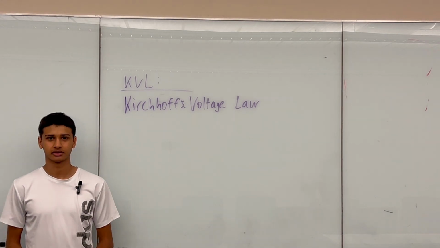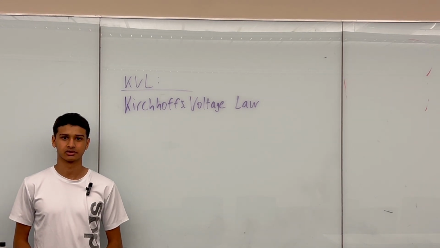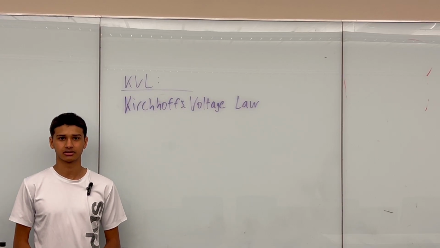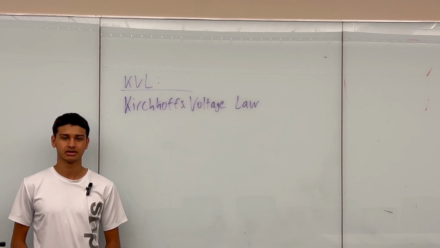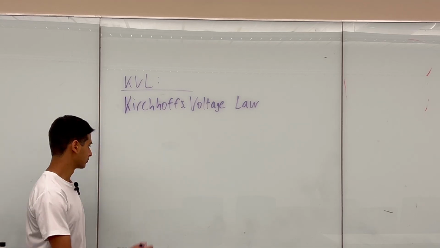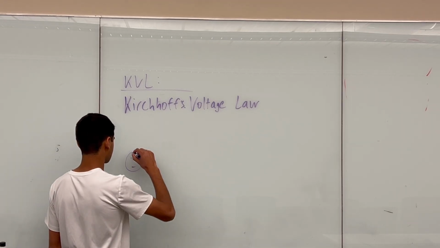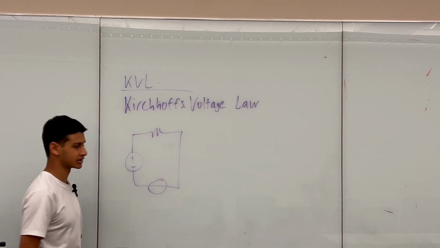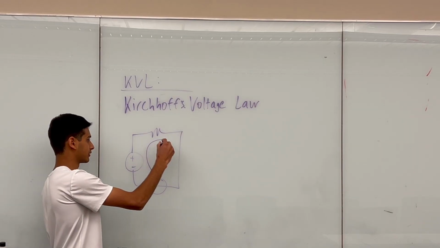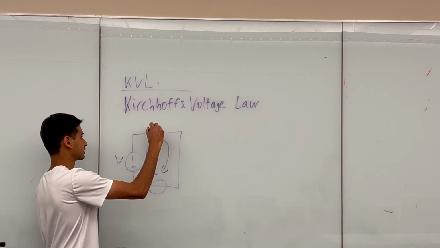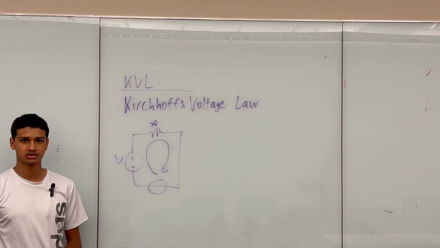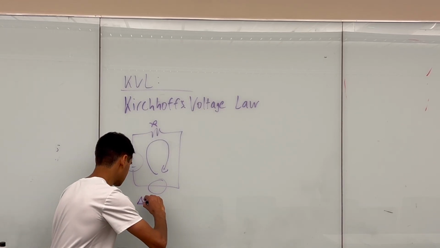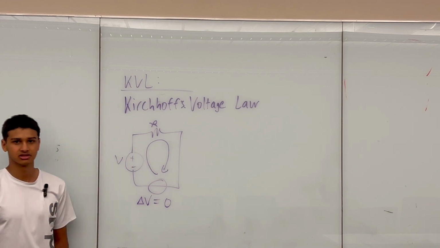Today I'm going to be going over KVL, which is Kirchhoff's voltage law. All Kirchhoff's voltage law states is that the change in voltage around any closed loop in a circuit is equal to zero. What that basically means is that if you start at one node, say this node right here, you walk all the way around the circuit, counting up the changes in voltage, ending at this node, the change in accumulated voltage is going to be zero.